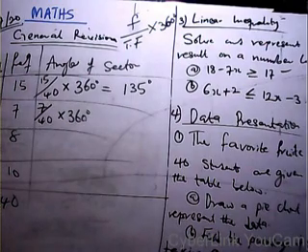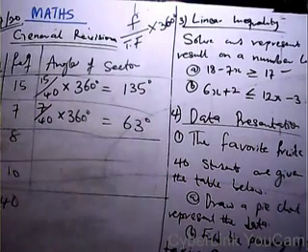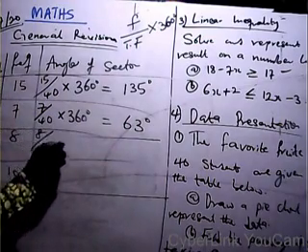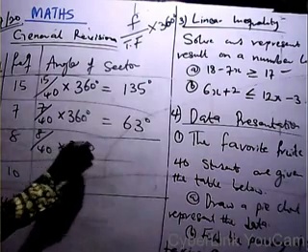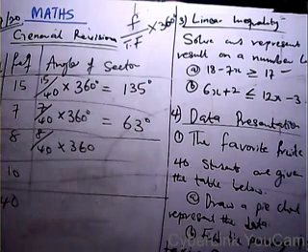63. Maybe 63 degrees. Okay. The next one we have 8 over 40 multiplied by 360. Just cancel the 0. 4 here will give you what? Times 8. What do you get?